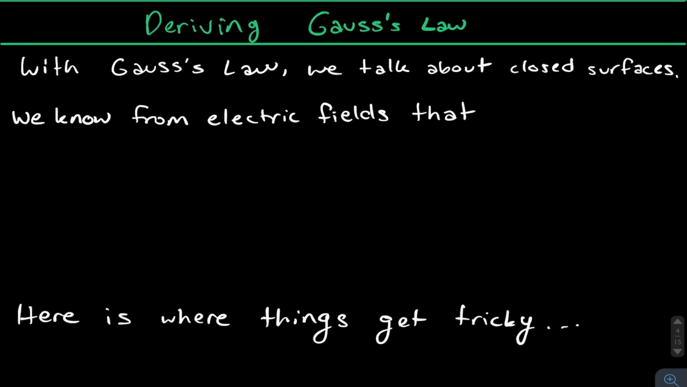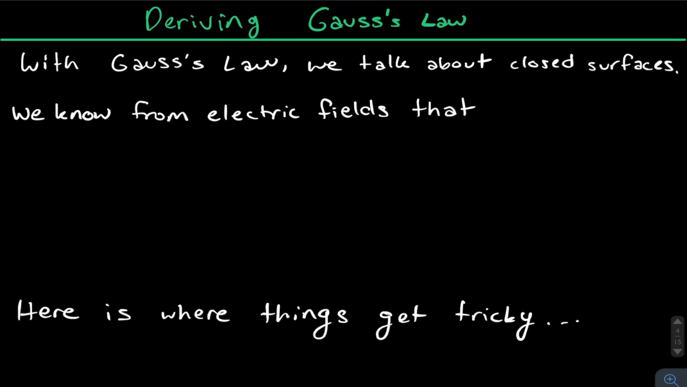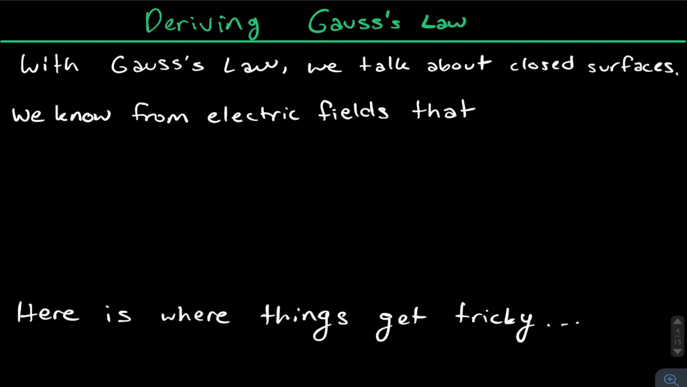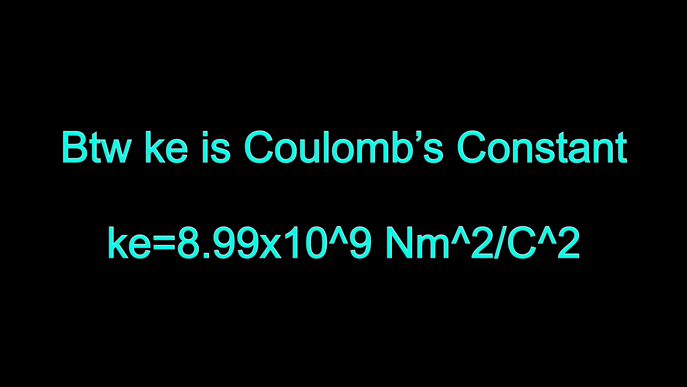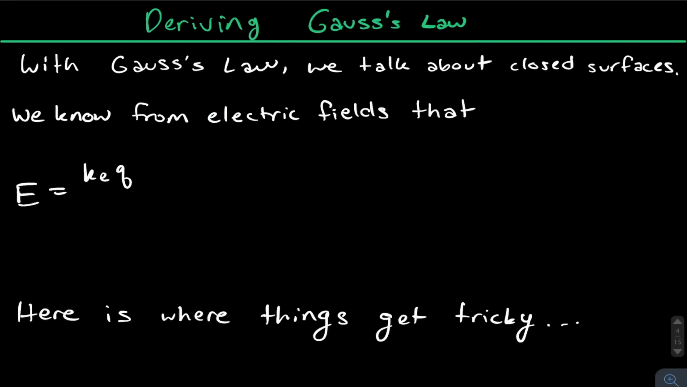So with Gauss's law, we talk about closed surfaces. We're talking about putting a charge inside of a closed surface and finding the electric flux. That's a big part of what we talk about. And we know from electric fields that the electric field equals k_e times Q over r squared. So that k_e constant times the charge over r squared.